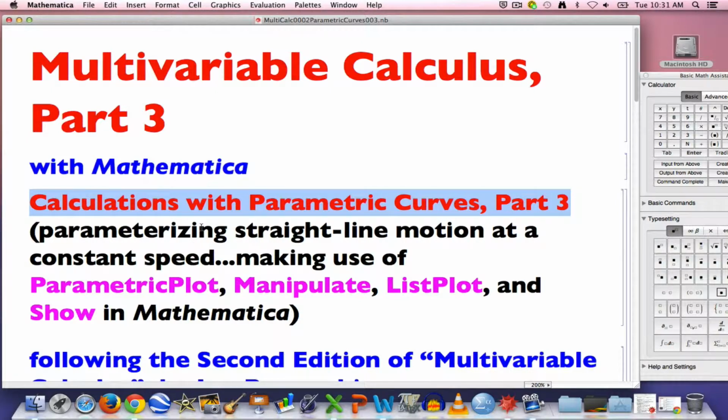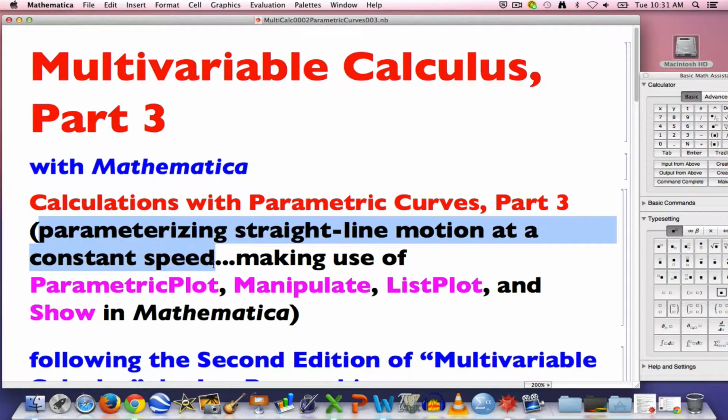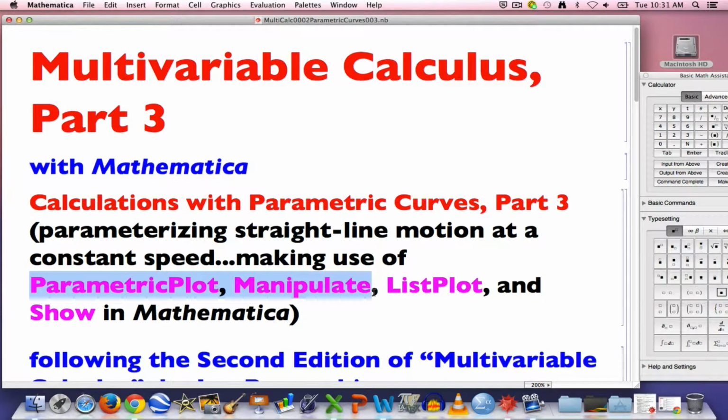What we've done so far is we've been given some functions that define what are called parametric equations, and we've used Mathematica to graph these parametric equations to try to see and model some motion, in particular motion of a bug. In this video we're going to do something different. We're going to parameterize, we're going to decide what functions to use to parameterize straight line motion at a constant speed. We will continue making use of ParametricPlot and Manipulate, which are two commands that I've shown you so far. But two new commands that I will show you in this video are the commands ListPlot and Show.